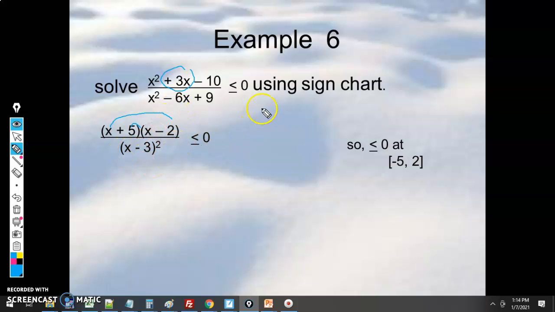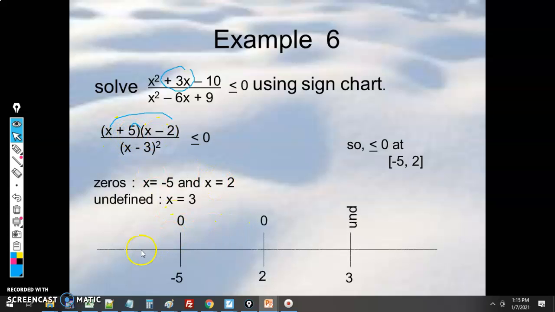Now, if you want to write it out as x minus 3 times x minus 3, go right ahead. It's just not necessary. You'll have an extra sign in your sign chart. No need to flip this one around because there's no extra negatives floating around here. And so we're going to make our sign chart with our zeros from the top and our undefined region. So now we're going to plug in values.